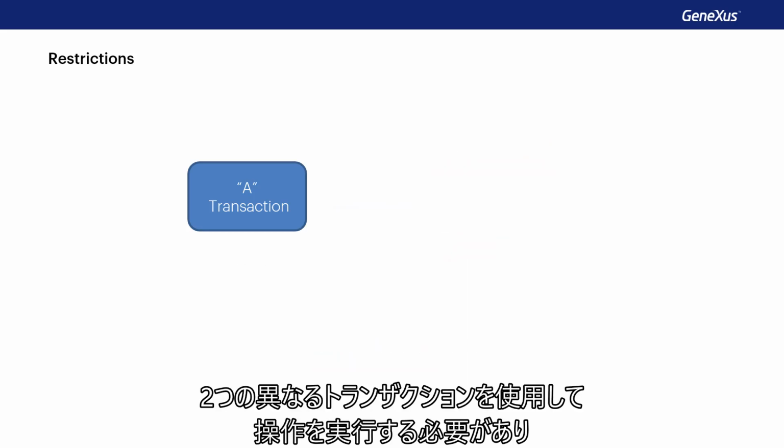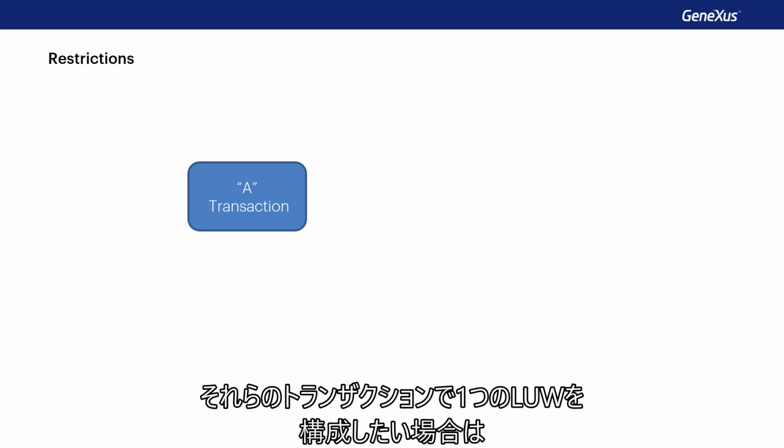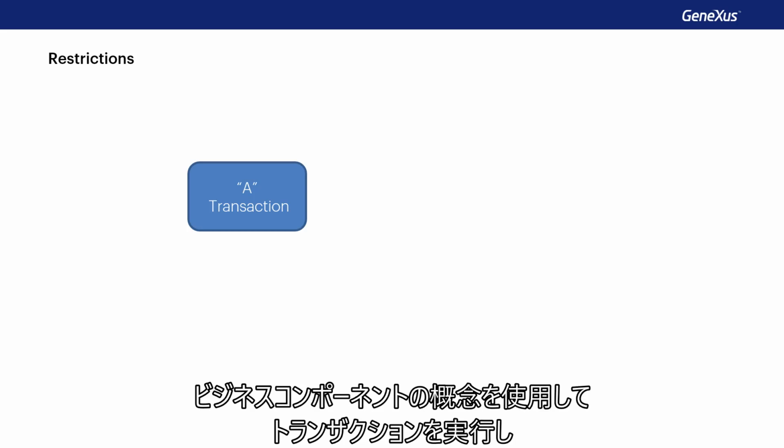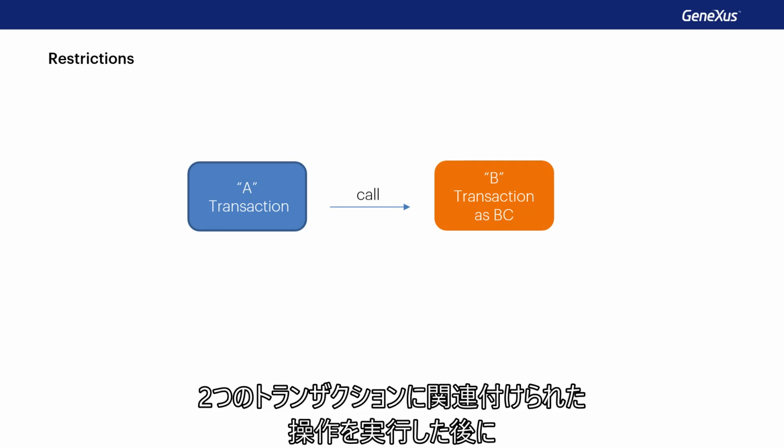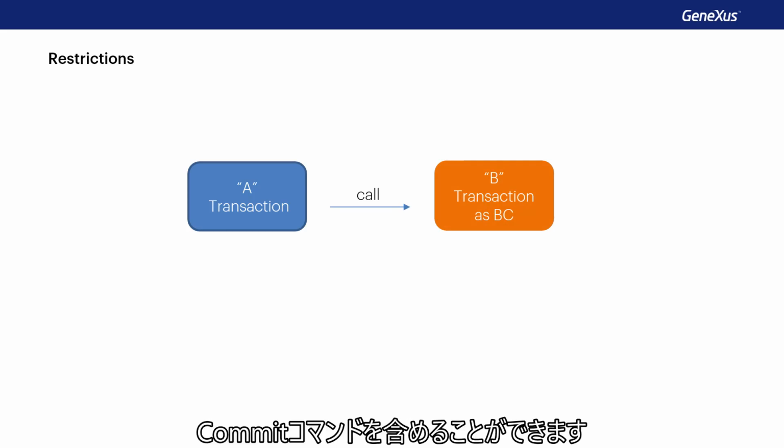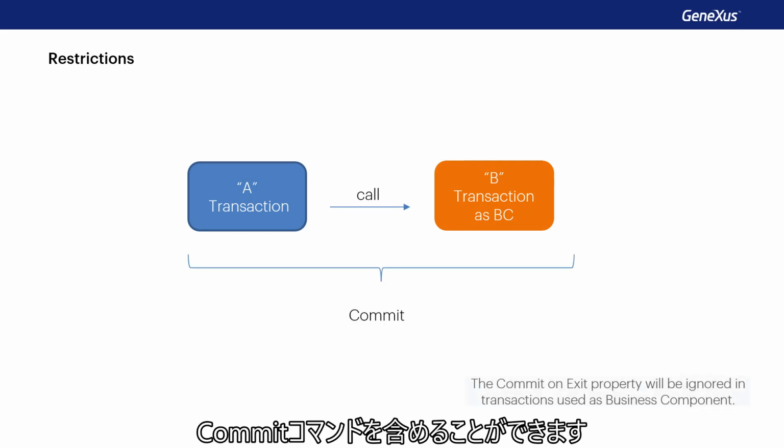If you need to execute operations through 2 different transactions, and you want to form a single LUW between them, the solution is to execute them using the business component concept, including, then, the commit command after executing the operations associated with both transactions.